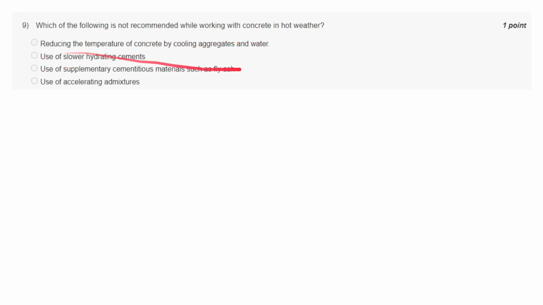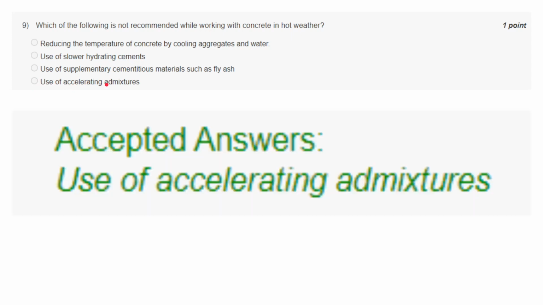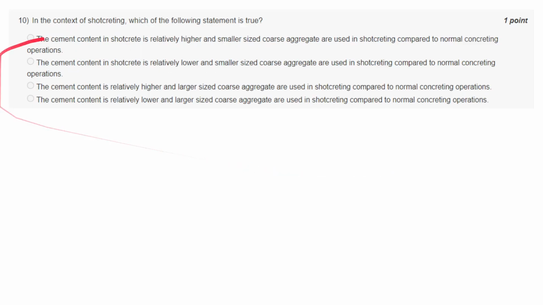All those three are recommended, but use of accelerating admixture is not recommended. Why? Because that will further increase the amount of heat generation. So the D option, the fourth option, will be the correct one. As you can see, use of accelerating admixture is the correct one. Okay, so the last question is, in the context of shotcreting, which of the following statements is true?